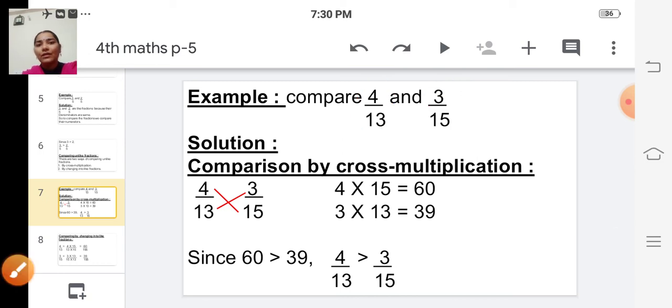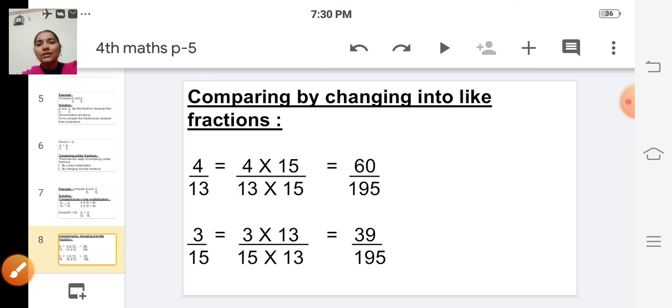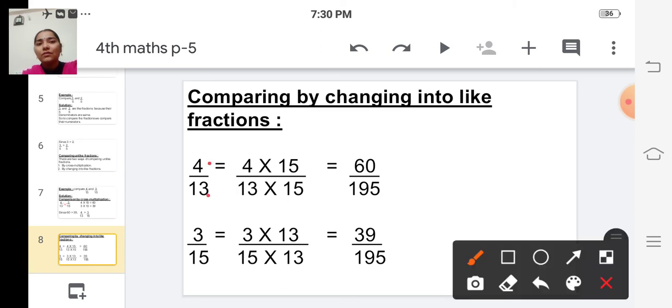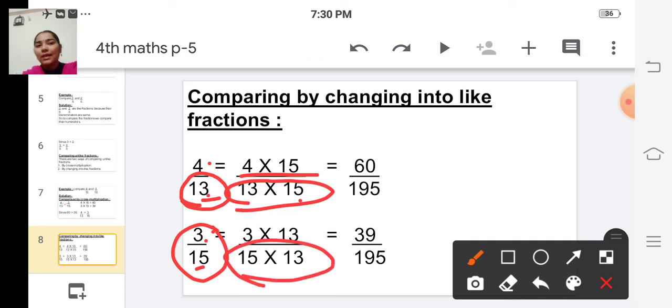denominator. Okay, so look at this, 4 by 13 is equal to 4 into 15 by 13 into 15. And 3 by 15 is equal to, we are going to multiply this fraction by 13, so 3 into 13 by 15 into 13. So the denominator becomes the same. Okay, 13 into 15 is 195 and 15 into 13 is 195.